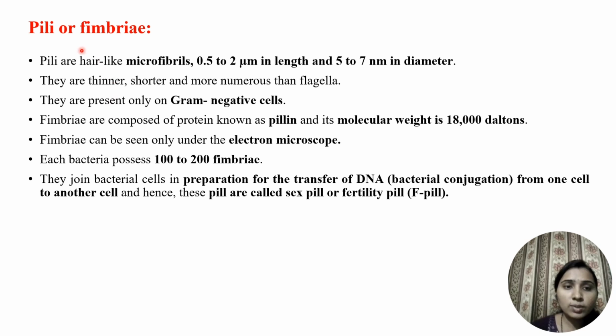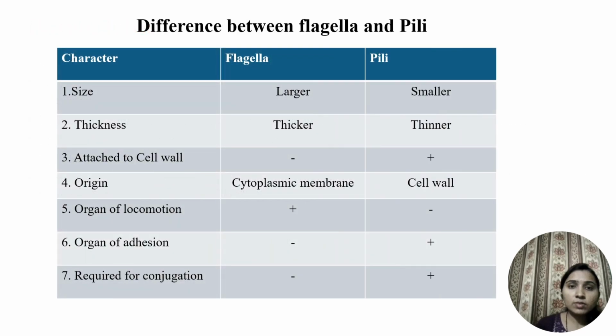Okay, so these pili join the bacterial cell in preparation for the transfer of DNA from one bacterial cell to another cell, and mostly these pili are involved in the conjugation process. Therefore, the pili are called sex pili or fertility pili or F pili. So these are the names of the pili. So next we will see the difference between the flagella and pili.